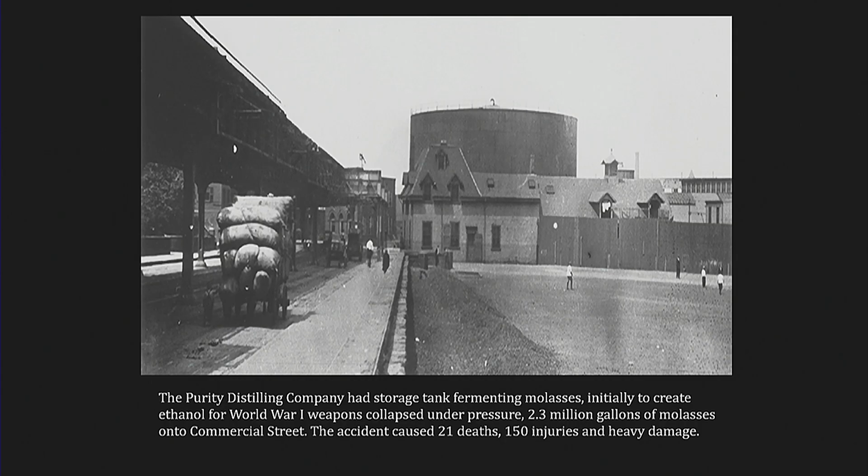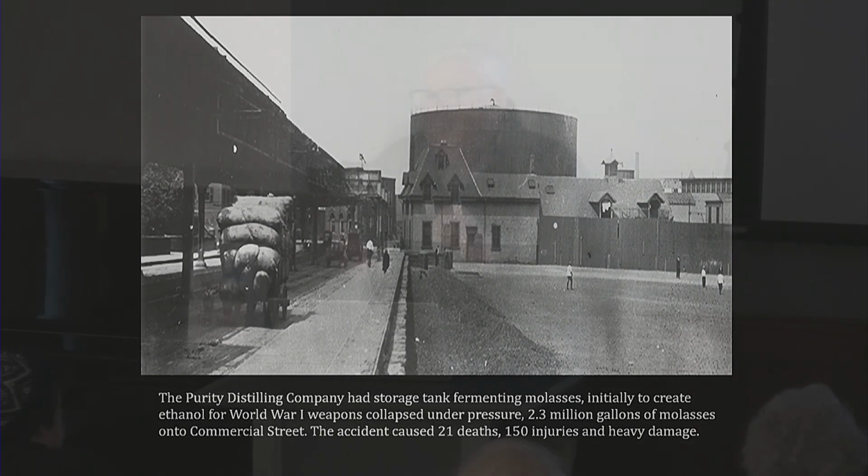The 2.3 million gallons of molasses spewed onto Commercial Street, and the accident would cause 21 deaths, 150 injuries, and heavy damage. Now, we've heard that molasses was used in the distillation of rum. But during World War I, the Purity Distilling Company did have molasses in this tank, but they used it in comparison in some ways with the addition of gunpowder to be filled into the bombs that would then be sent to help Western Europe during the war. And the idea was 2.3 million gallons is a whole lot more than Grandma's molasses on the kitchen shelf.